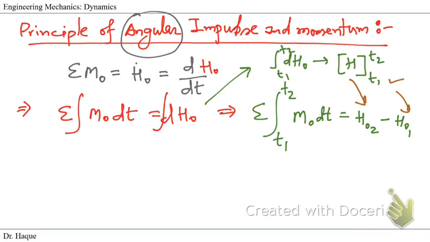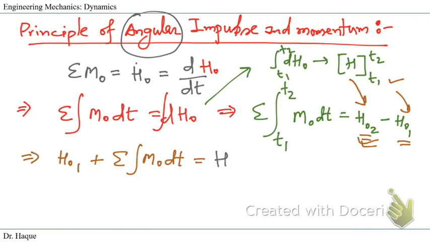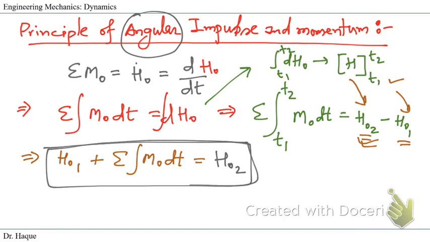which gives us, if we further simplify and take this term on the other side and keep this term on this side, HO1 plus the integration of the moment equals HO2. And this equation is called our principle of angular impulse and momentum.